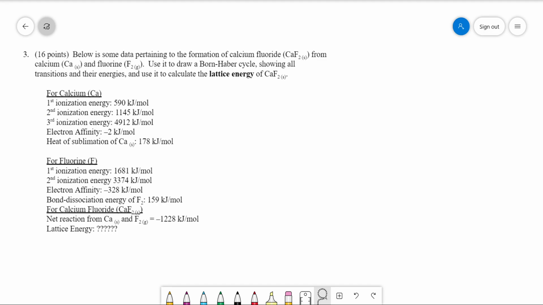Anyway, there's a lot of information here, some of which we need, some of which we do not need. Most of it we do need, but not all of it.